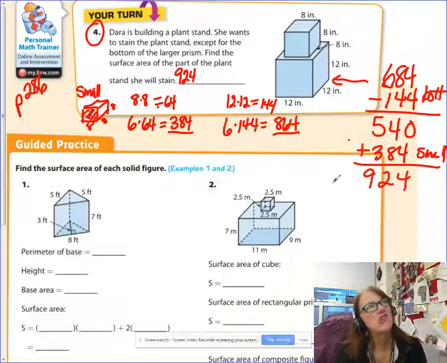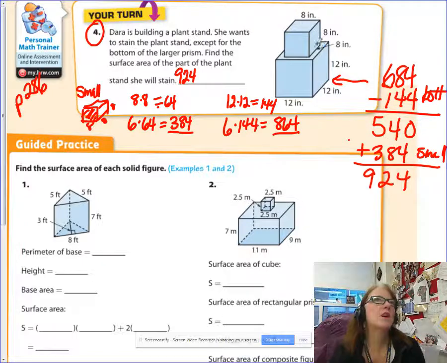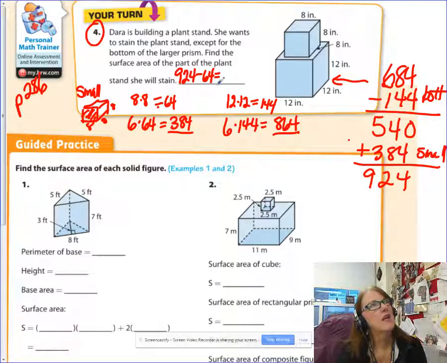So I was like, something's not correct here. Then I thought, well, maybe she's also not doing the bottom of the little box because no one's going to see that. Each of those was 64. So maybe I need to subtract 64 to get that. And that would give me 860 now. And I checked that and I said, no, that's not it either. And I was like, oh.